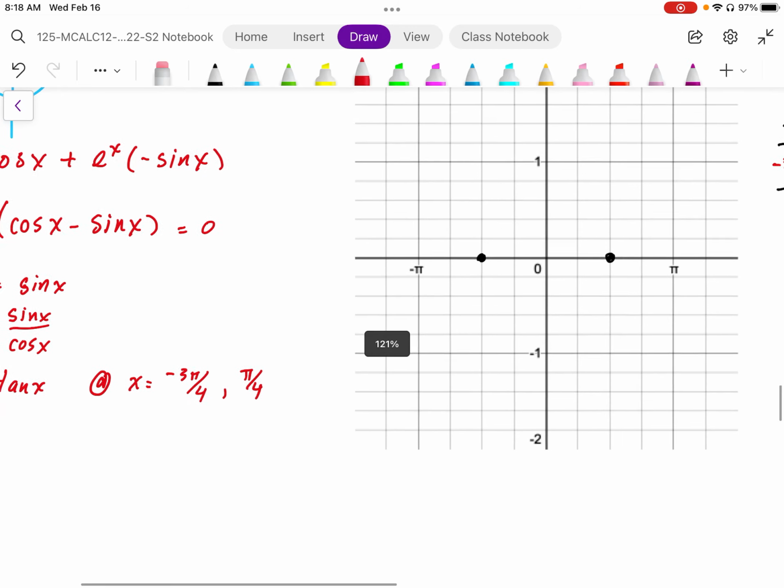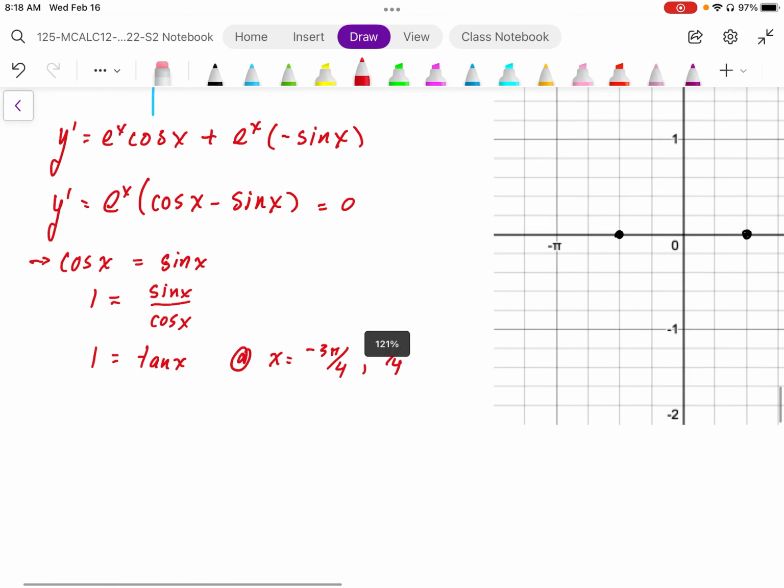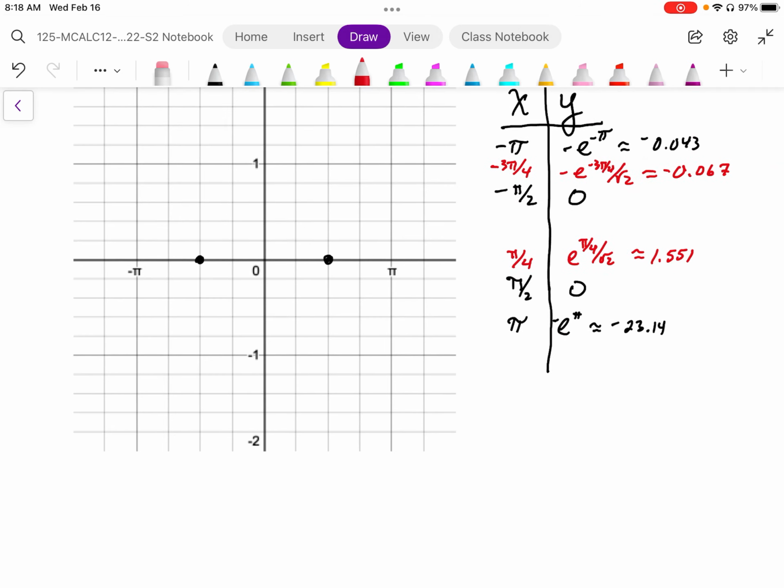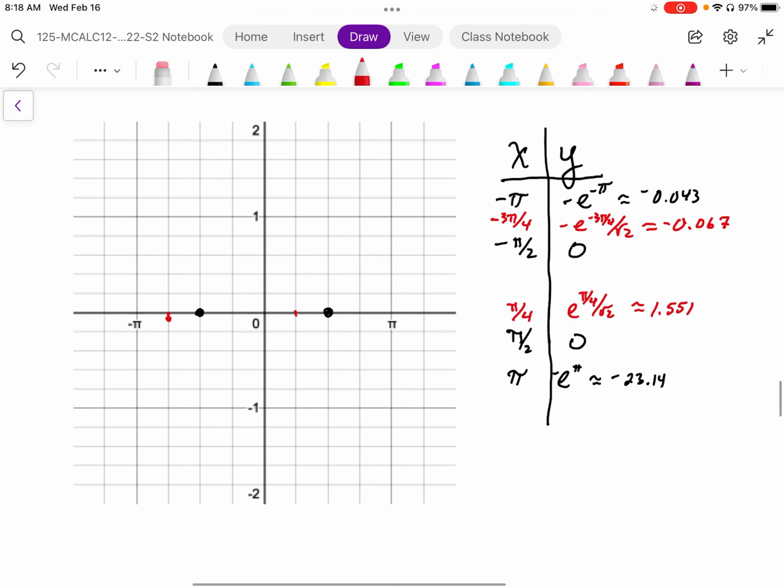Okay, so we've got some coordinates there, and we're going to start plotting a few of these coordinates. So at negative 3 pi over 4, which is right about here, it's very, very close to the x-axis. At positive pi over 4, it's going to be at 1.55, so about 1.5, somewhere just above that line there. Okay, so those are some coordinates we have.